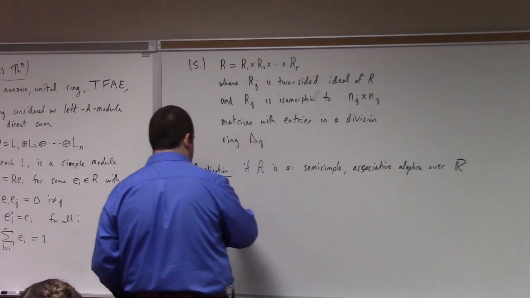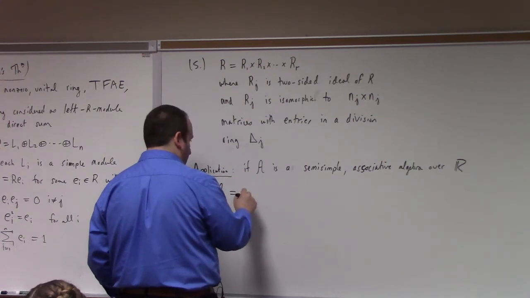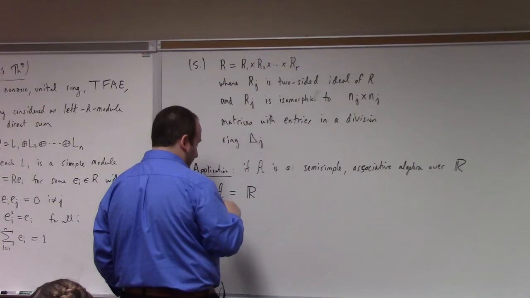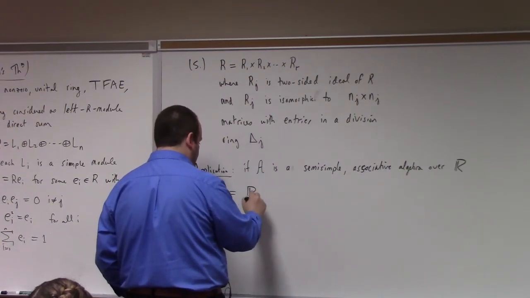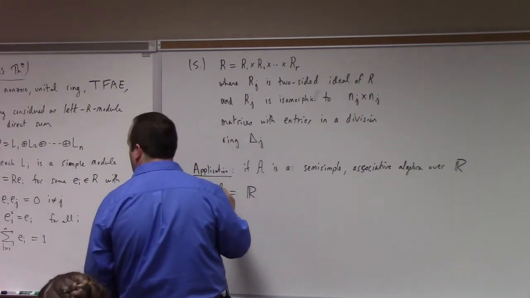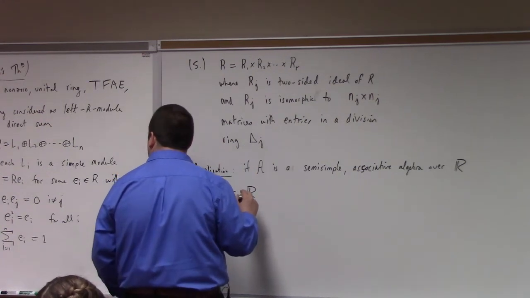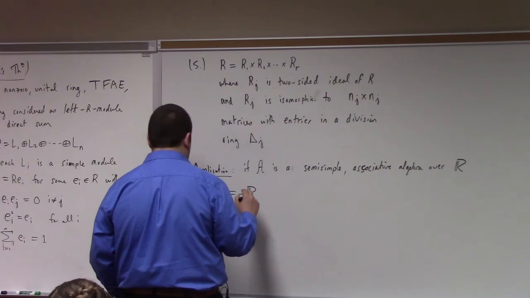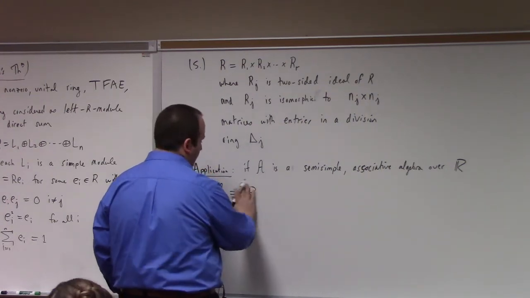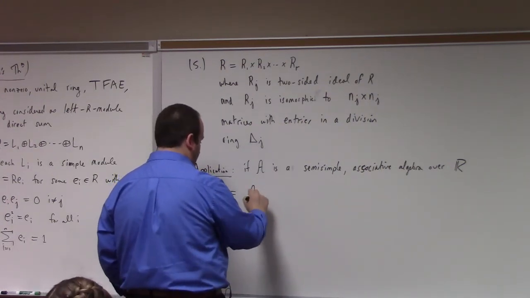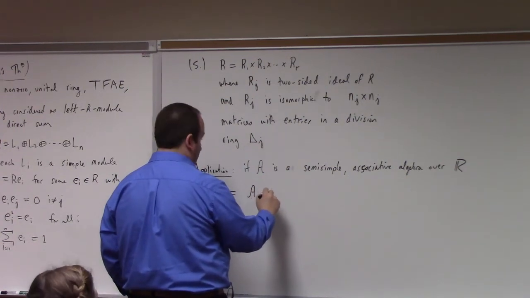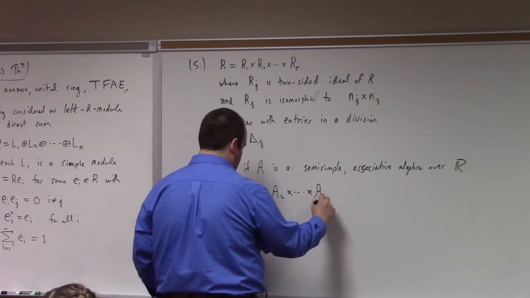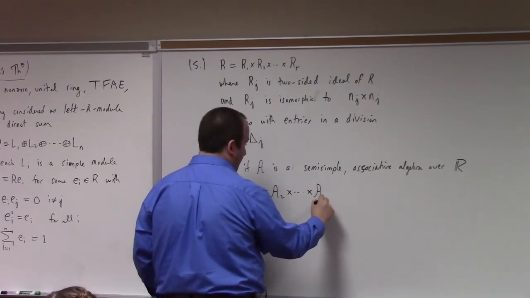Right, it says that A is something like a direct sum A1 through AR, right?